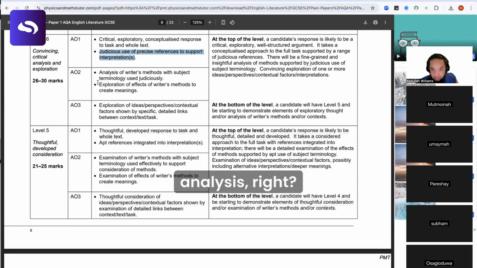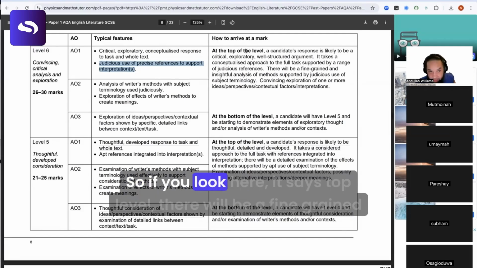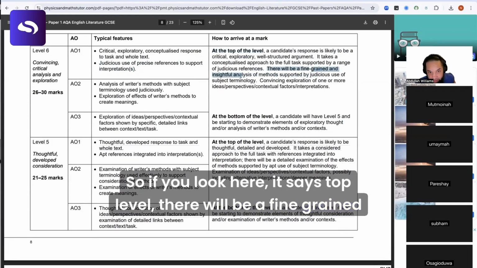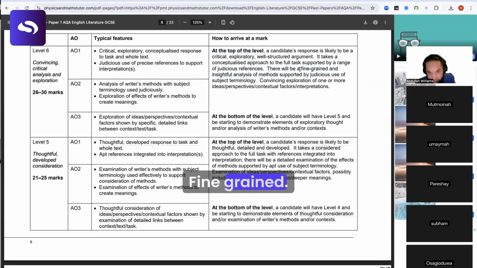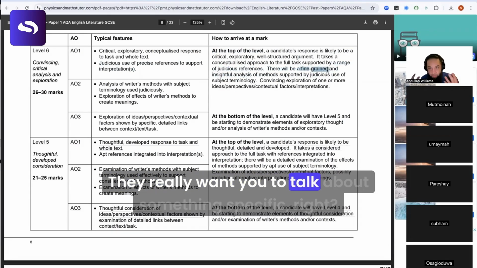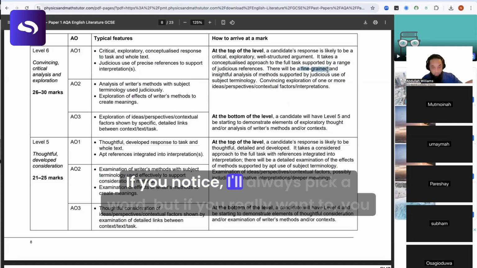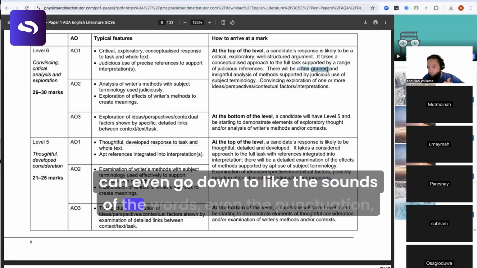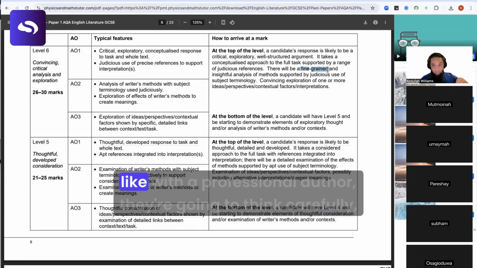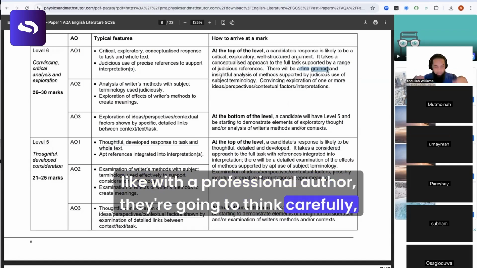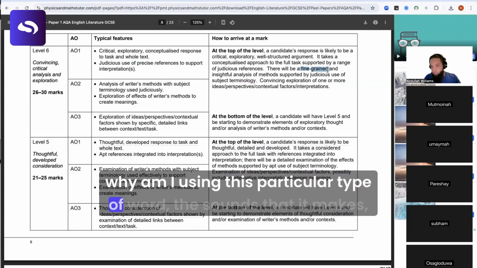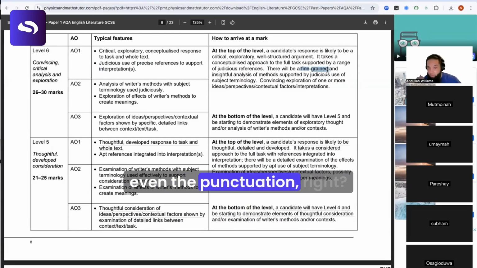Close analysis, right? Let me just have a look here. If you look here, it says top level: there will be a fine-grained and insightful analysis, yeah? Fine-grained. They really want you to talk about something very, very specific. That's why I do that close analysis. I'll always pick a word, but if you really want to, you can even go down to the sounds of the words, even the punctuation. A professional author is going to think carefully: why am I using this particular type of word? The sounds that it makes, even the punctuation, right?